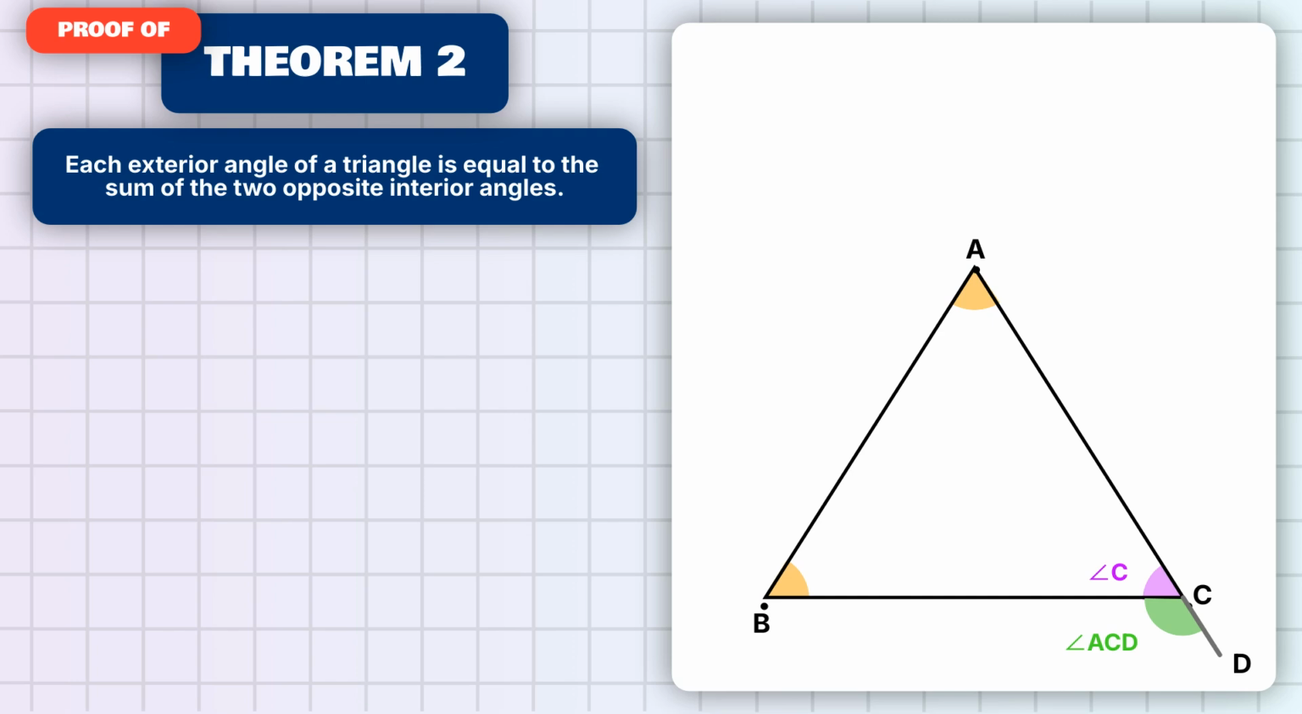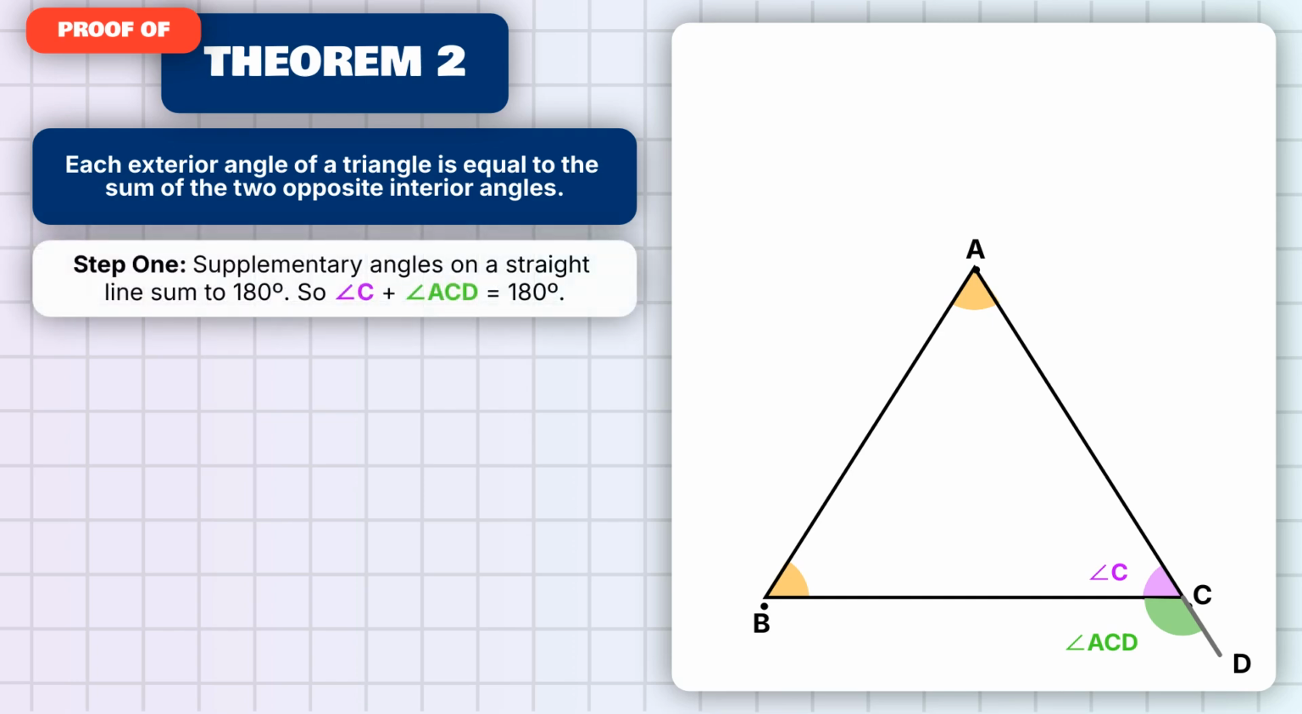Recall from previous lessons that supplementary angles on a straight line sum to 180 degrees. Therefore, angle C plus angle ACD equals 180 degrees. We can rearrange this to make angle C the subject.